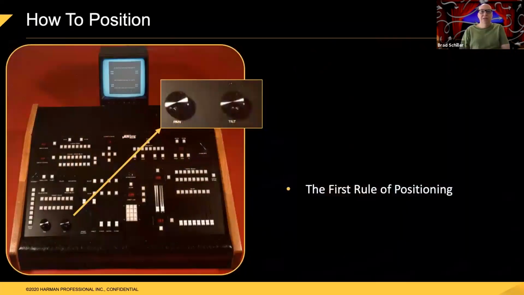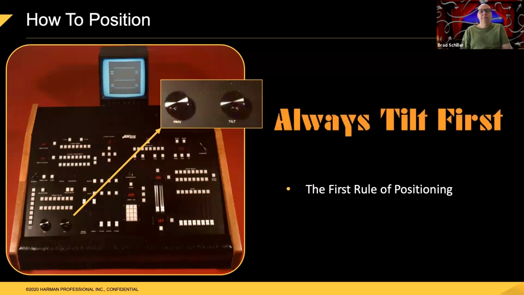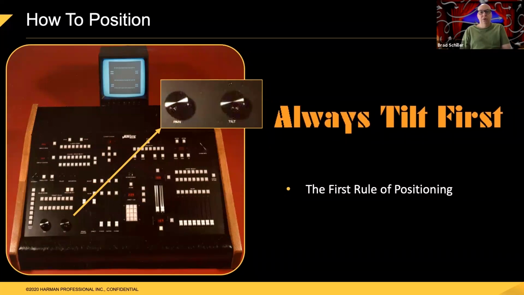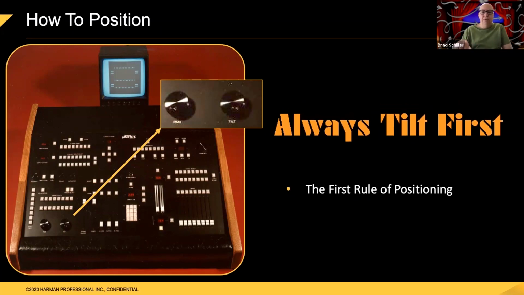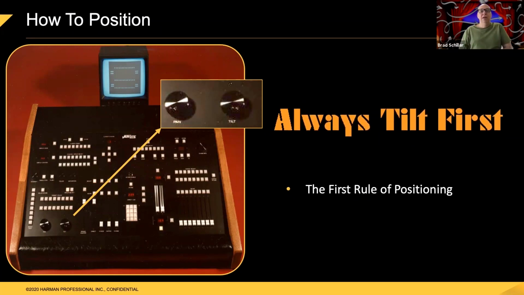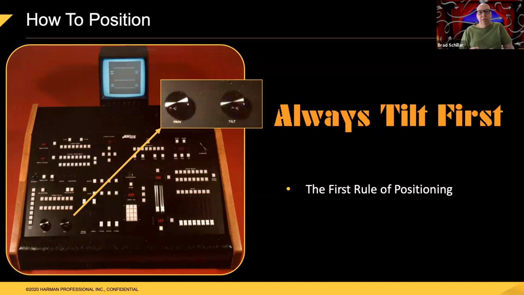I just alluded to this part here. Back in the very early days of Vari-Lite, this is the first ever Vari-Lite console, they developed what I call the first rule of positioning. And this is very important to follow all the time when you can, is always tilt first. If you can get in that habit as a programmer of always tilting first, then adjusting pan, you're going to find yourself in a much better place.